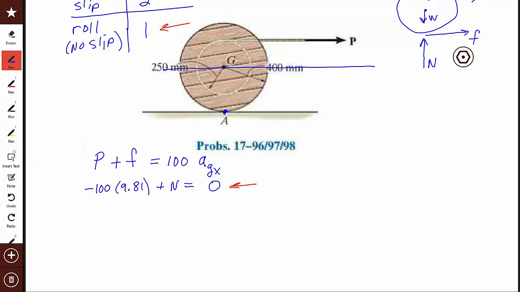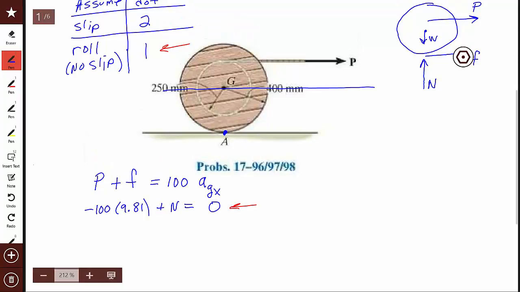Then I'm going to sum moments, and I know that it is possible to sum around the point A, but I'm not going to do that. I always sum moments around either fixed points or around the center of mass, and A is not fixed. It's on the wheel, and it moves when the wheel moves. So I'm not going to sum moments on that, and I'm not going to sum moments on some point on the ground, because that's not even on the body. So anyway, I'm going to sum around point G.